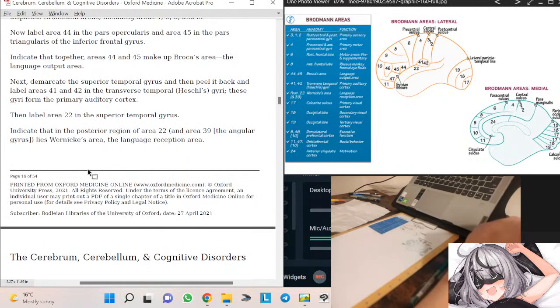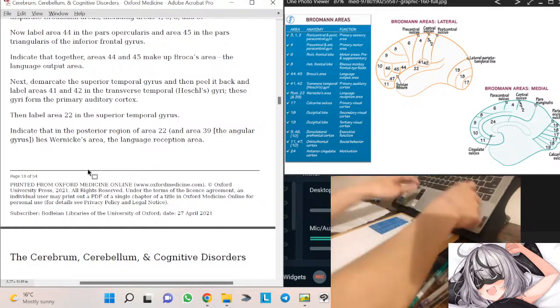Now label area 44 in the pars opercularis and area 45 in the pars triangularis in the inferior frontal gyrus. Indicated together, areas 44 and 45 make up Broca's area, the language output area. Next, demarcate the superior temporal gyrus and then peel it back and label areas 41 and 42 in the transverse temporal gyri, Heschl's gyri. These gyri form the primary auditory cortex. Then label area 22 in the superior temporal gyrus. Indicate that in the posterior region of area 22 and area 39, the angular gyrus, lies Wernicke's area, the language reception area.